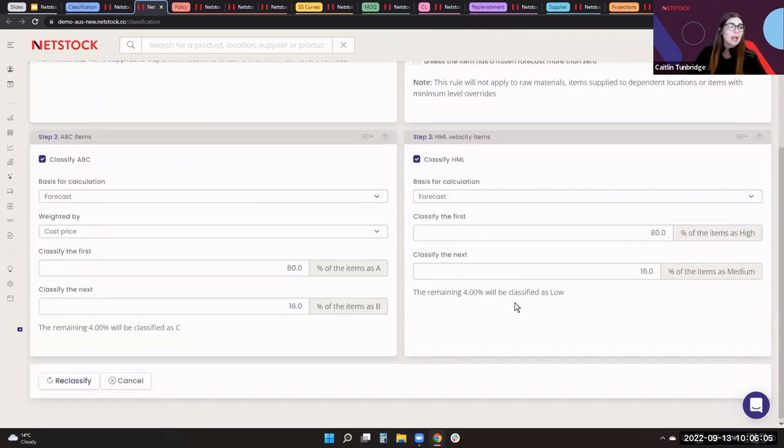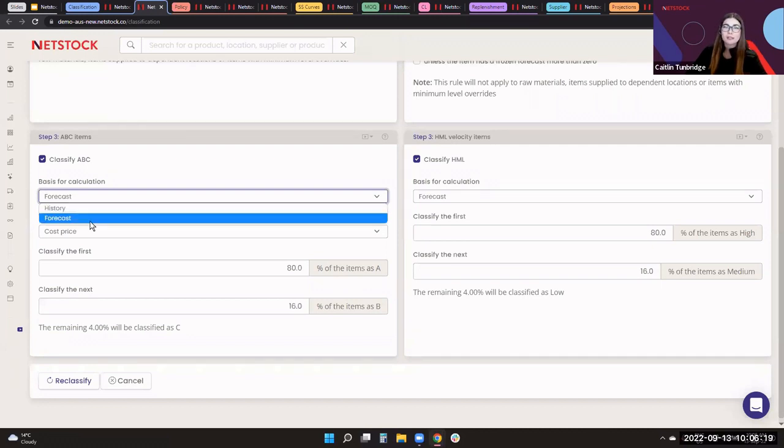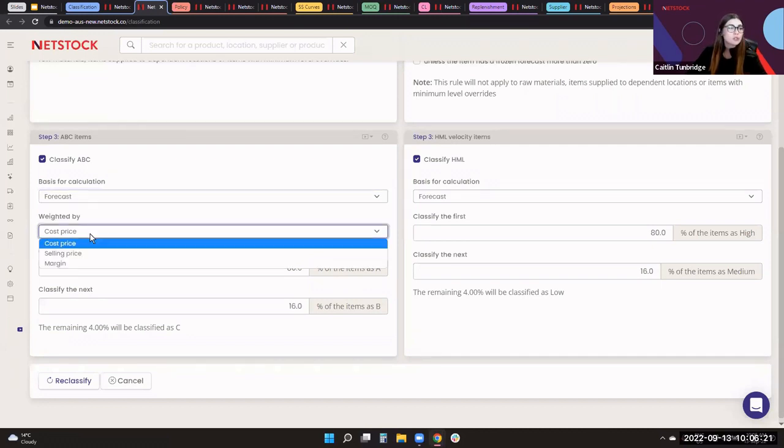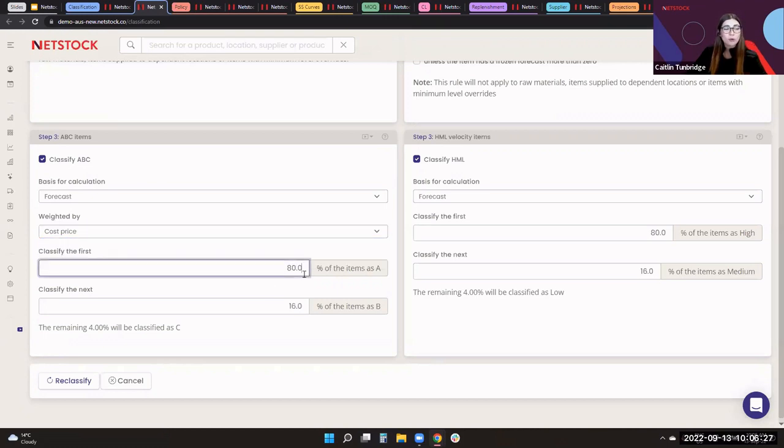different Paretos. And it's important that we use the 2 different Paretos so that we have visibility on both the contribution as well as the velocity and the movement of the items. So the ABC Pareto can either be based on historical sales or future forecast. And you can also choose to weight those classifications on either cost price, selling price, or margin. And then you're more than welcome to input whatever percentages you like.